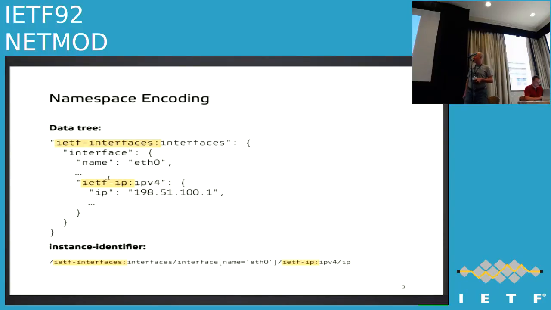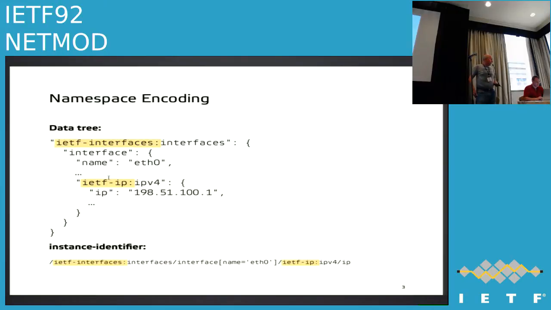So a namespace has to be on the leftmost node in the instance identifier, and then each time the namespace changes. So I think this is a schema that's most friendly for existing JSON parsers, and these rules make quite a good sense to me, and there are, I believe, technical reasons for adopting this way of encoding namespaces.